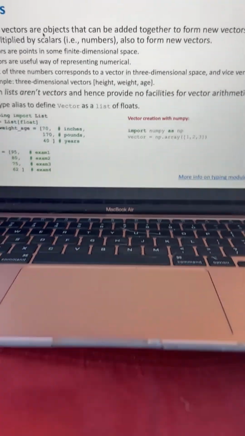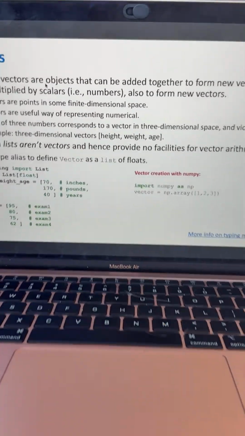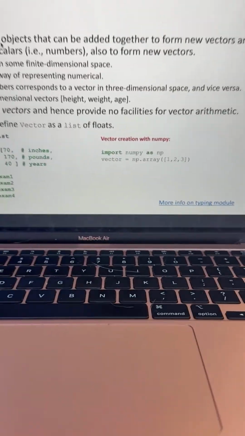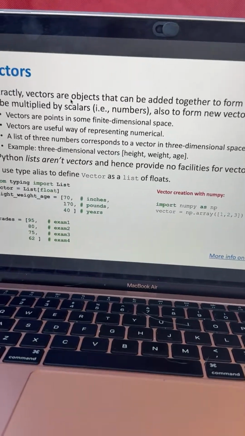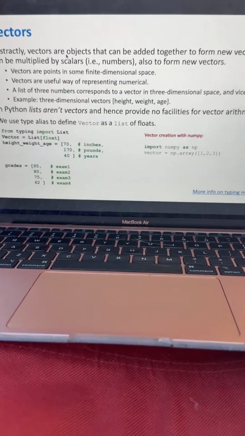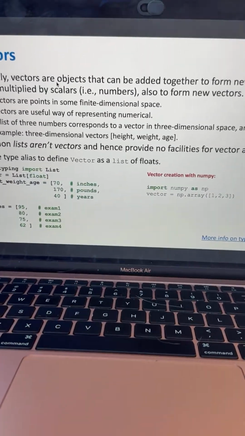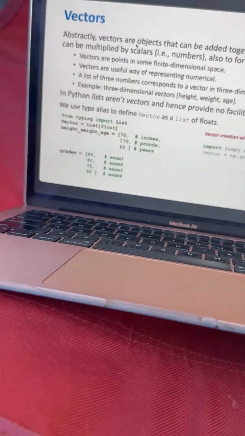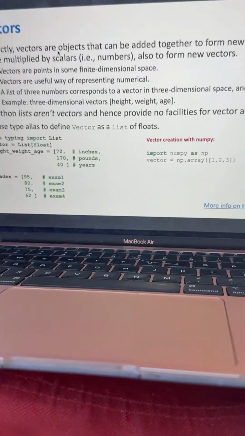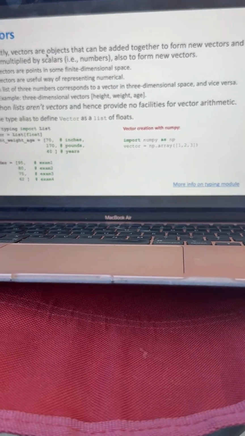In Python, lists aren't vectors and hence provide no facilities for vector arithmetic. So we use a type alias to define Vector as a list of floats. From typing import List, Vector = List[float]. So lists aren't vectors, so I have to make it float. Height, age, weight, 70.